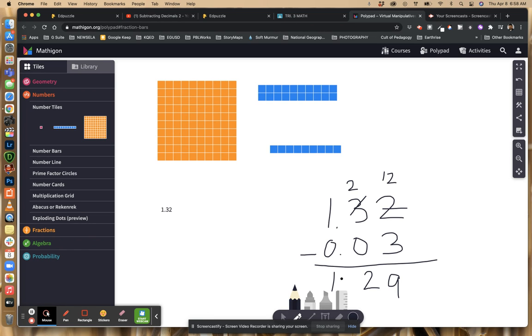You want to make sure that you drop your decimal straight down into your difference. Otherwise, your answer might look like 129, but it's really 1 and 29 hundredths.